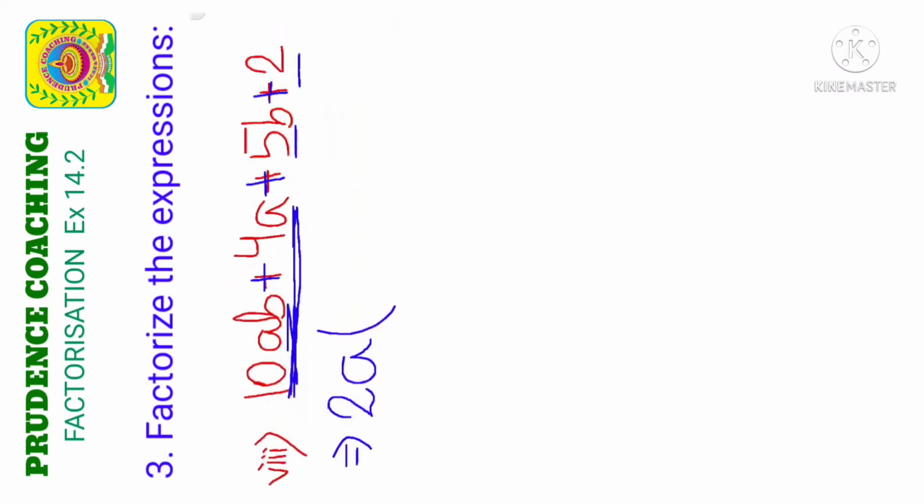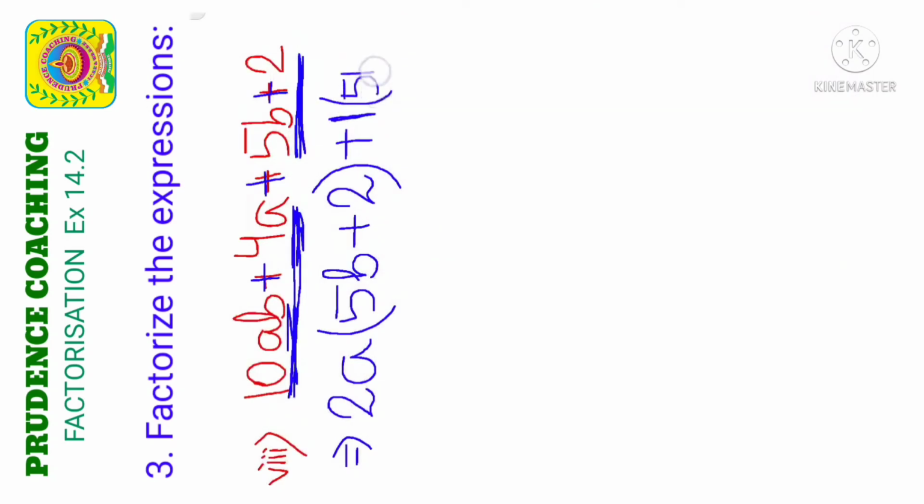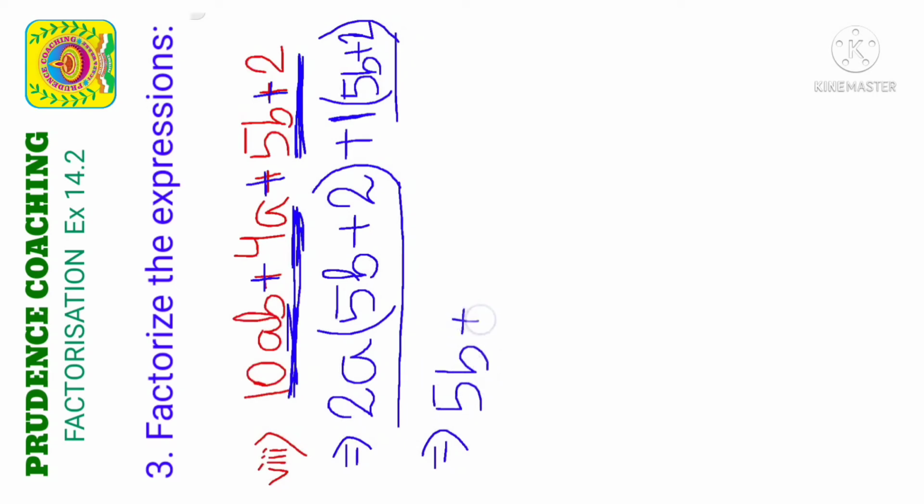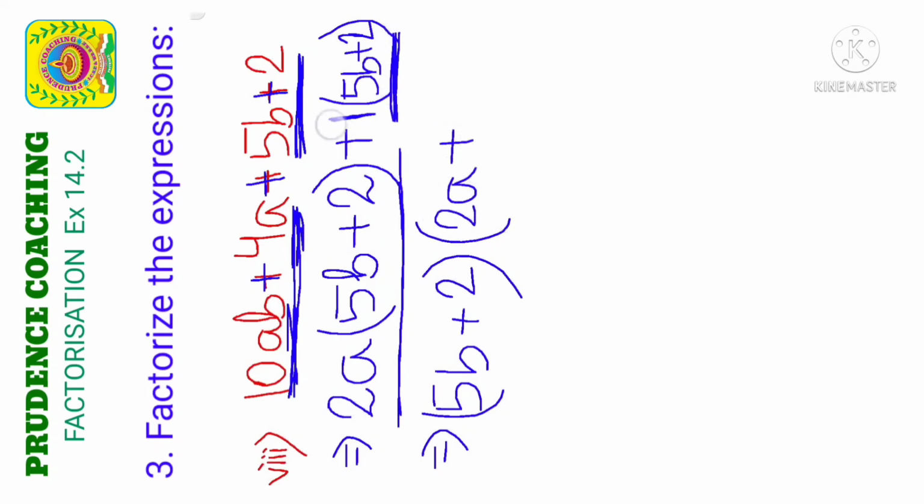So from the first term, if we take 2A common, we will be left with 5 and B, so 5B. Plus from the second term, if we take 2a common, then 2 into 2 is 4, so you will be left with 2, and a you have taken common, so nothing is left here. Plus in the second term, as we cannot take anything common, we can take 1 common because 1 is the factor of all numbers. So here we will be left with 5b plus 2. Now this is a term and this is another term, and in both the terms we have 5b plus 2 common. So if we take 5b plus 2 common from this term, you will be left with 2a. Plus if we take 5b plus 2 common from here, then you will be left with this 1. So this is our final answer.